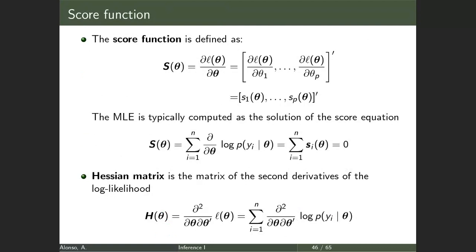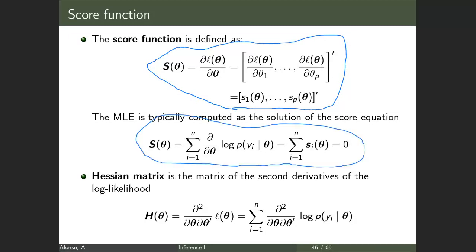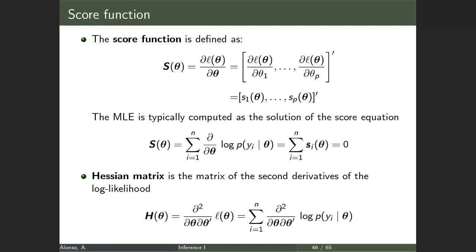So you can write the score function in this way over here, but it is sometimes useful to write it in this way over here, where this S_i is the score function associated with the first observation, if you want. And this is just the score function. What about the second derivative? Well, the second derivative of the log likelihood is the first derivative of the score. So you need to calculate now again the derivative of the score function with respect to theta.